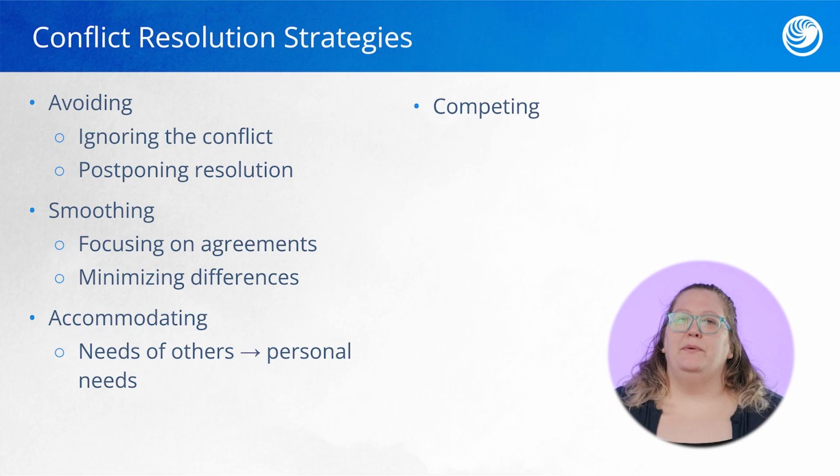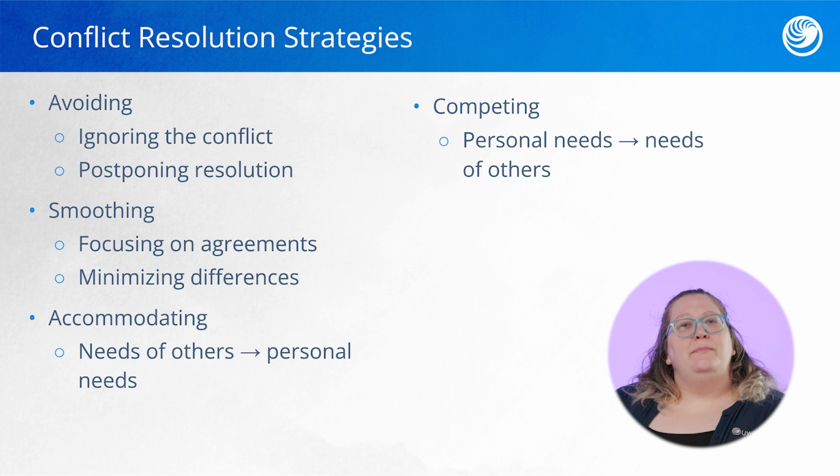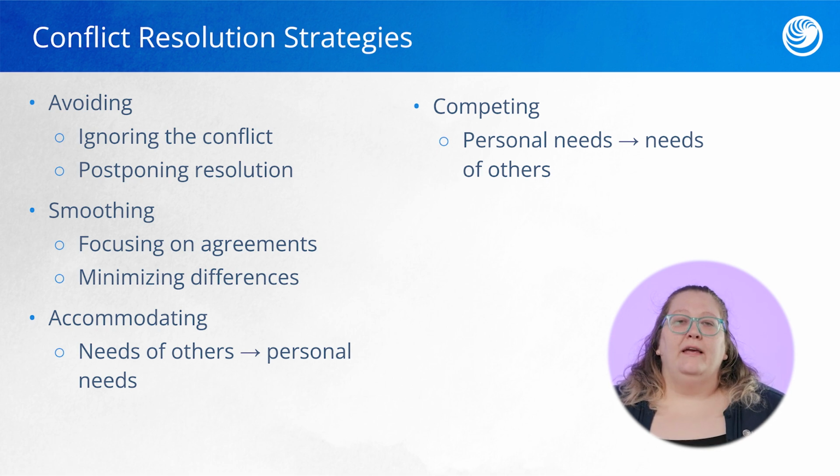Next up, we have the competing strategy, when you put your needs and your goals above the needs and goals of others. This makes sense when you know how important it is that your concerns be prioritized. For example, you may be calling a healthcare provider at 2 in the morning and they may be grumpy about being woken up in the middle of the night. But that doesn't matter. We have to take care of our patient and prioritize their needs.